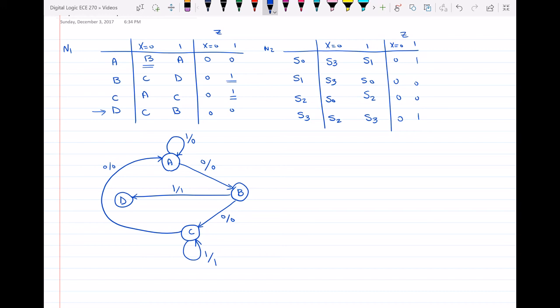Then we will look at the fourth row, which is state D. So we are at state D and x is equal to 0. So we are going to state C. So this is 0, 0. And if we have x equal to 1, we're going to go to state B. So 1 and 0. All right, so this is our state graph for sequential circuit N1. Now we're going to do it for sequential circuit N2.